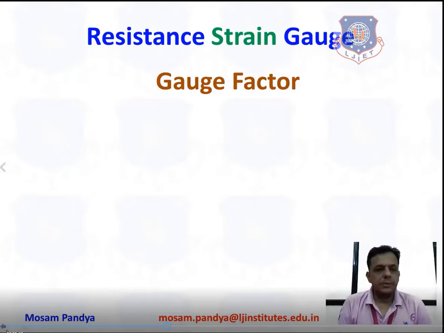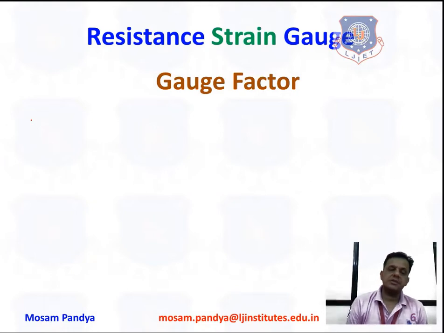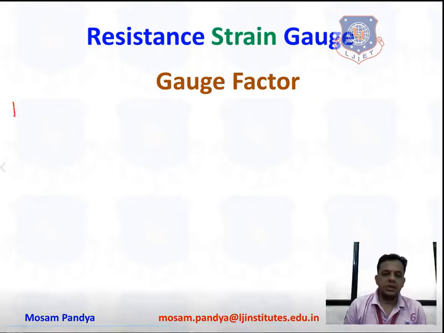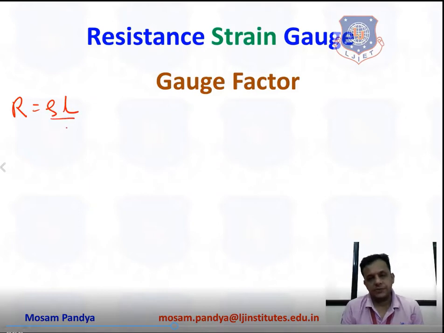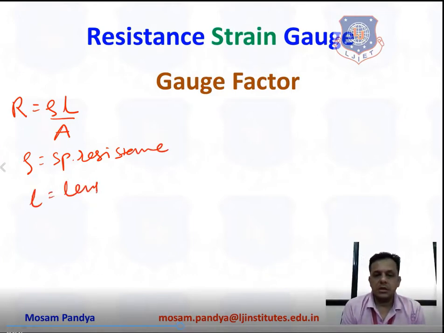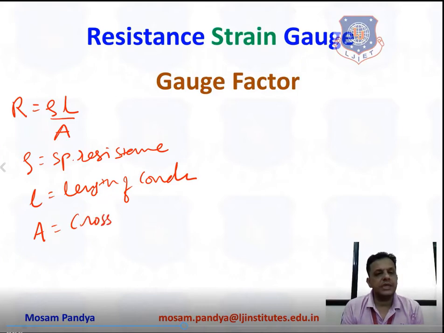Now we will be talking about a very decisive factor, that is gauge factor for resistance strain gauge. This theory is very much important with respect to GTU examination as well as the concept of strain gauge. So basically, what is gauge factor for us, that we will see here. So our basic equation is R is equal to rho L by A, where rho is specific resistance of the material of the gauge wire that we are using, L is the length of the conductor that we are using, and A is the cross section area of the conductor.